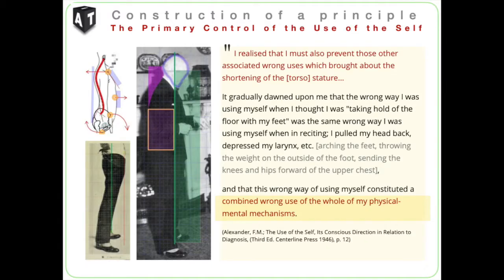So this is what Alexander was saying. He said, I realized I must also prevent those other associated wrong uses which brought about the shortening of the stature. And I translate that as the shortening of the torso. So when I watch pictures of Alexander, that's what I'm looking for. I'm not looking at him as a savior. No, I'm looking at somebody that has gone through that type of reasoning, has invented a technique for himself first. Not a technique where he manipulates the pupils into what he feels is the correct use. No, he started with himself, by himself, using verbal instructions, how to prevent the other associated wrong uses of the different parts of the mechanism.